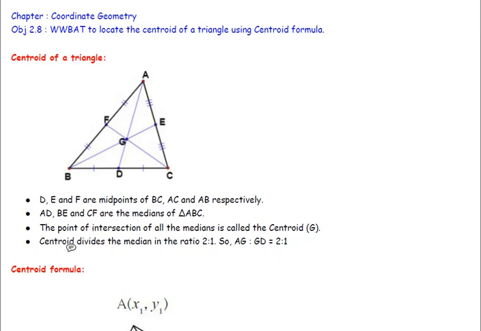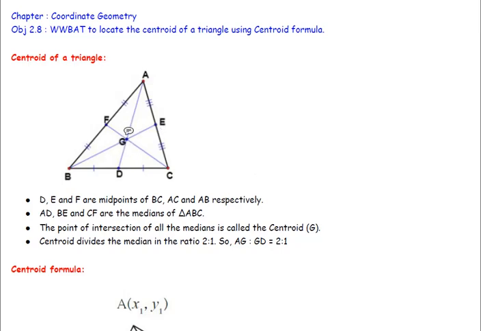An important property about the median is that the centroid divides every median in the ratio 2:1. So here you can see there is a point G, there is point A, there is point D. G divides this in the ratio 2:1. Similarly for BE, G divides it in the ratio 2:1, and for CF, G divides it in the ratio 2:1. So this is a special feature of the centroid. This question of 2:1 won't be asked to you per se.